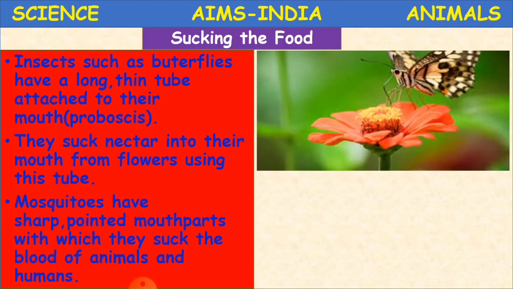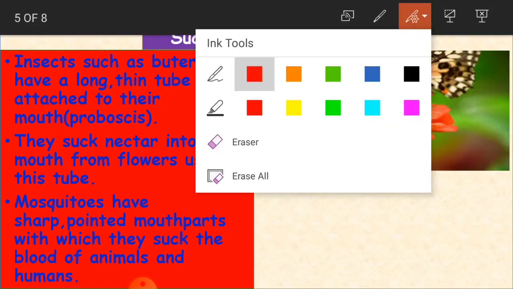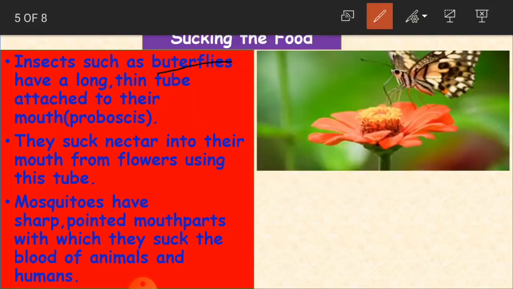Okay, so insects such as butterflies here, children. What are butterflies? Very beautiful insects, no? They always sit on the flowers. So what do they have? They have a long thin tube. Are you able to see it here, children, in the picture? It is attached to their mouth. We call it the proboscis. Proboscis is nothing but the nose of the animal.